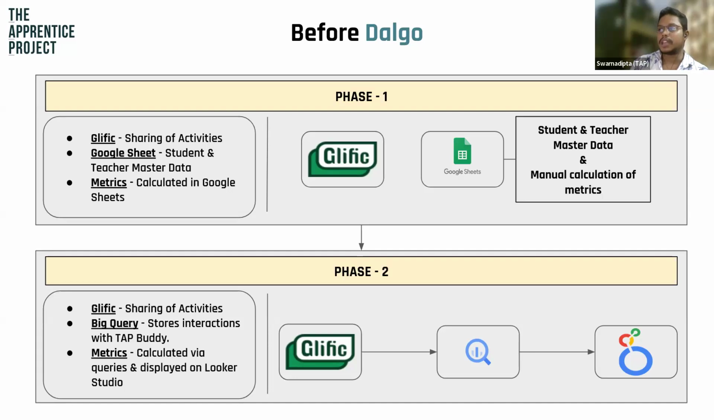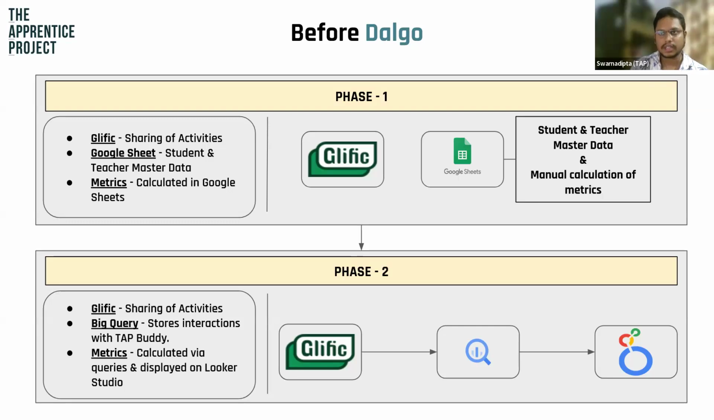Yeah. Then before coming to Dalgo, there was a phase two where Glyphic was still used for sharing activities, but this time we started leveraging the data collected from Glyphic and stored in our BigQuery platform to write queries. Using those queries, we started calculating our metrics and displaying the values of metrics on Looker Studio.